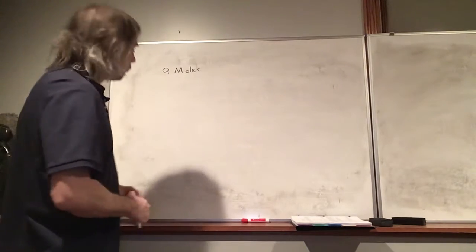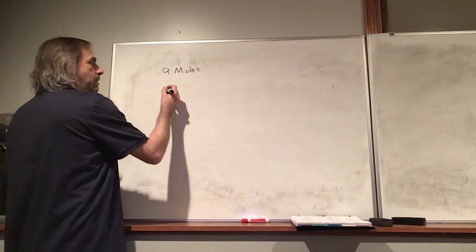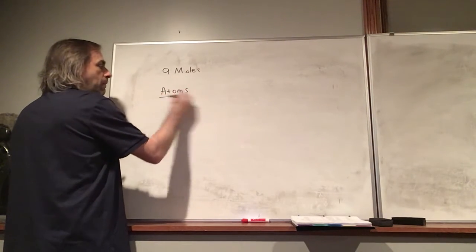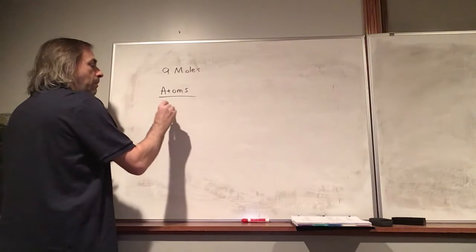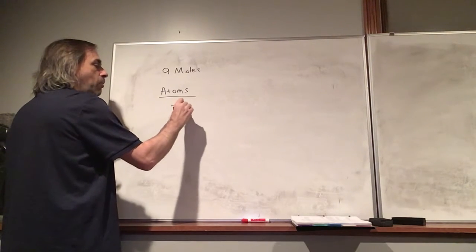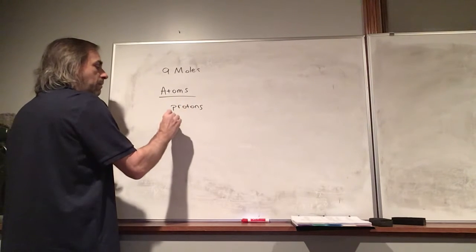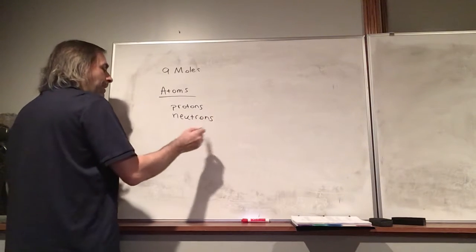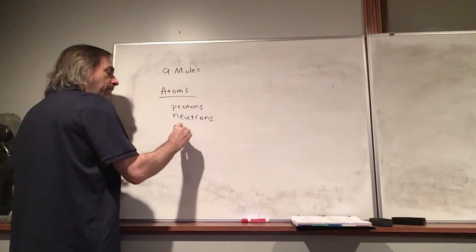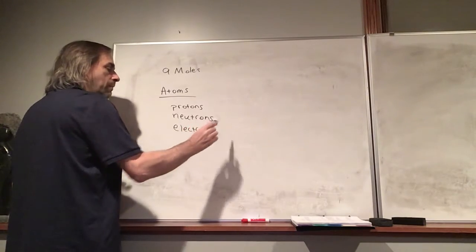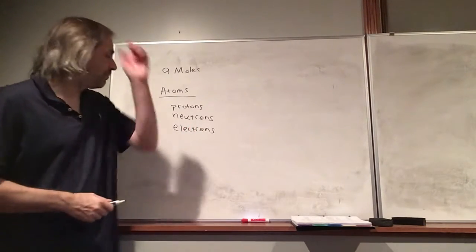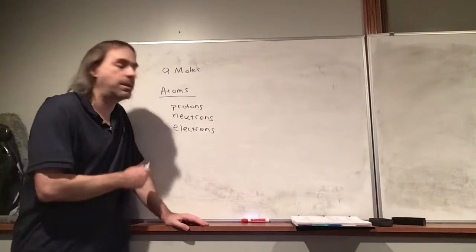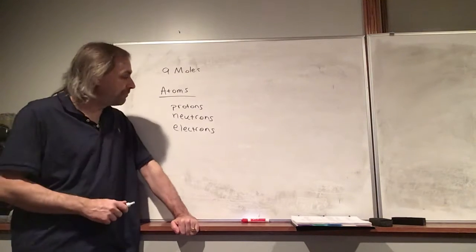So let's start out with some very basics. Just talk about atoms. An atom has a nucleus that contains protons and neutrons, and then outside the nucleus, we have electrons. And that's basically it. You can go into more detail about what's going on inside the nucleus, but for our purposes, this is fine.